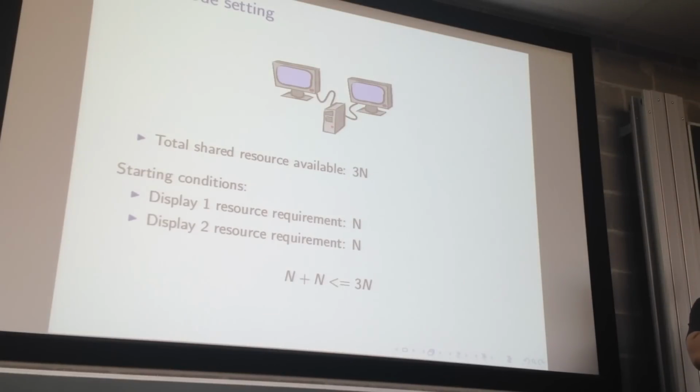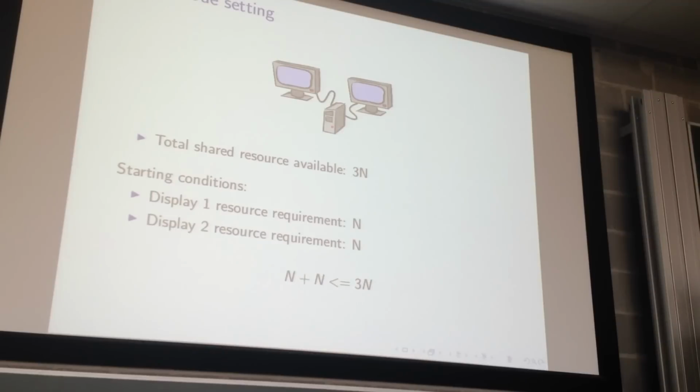Right. Okay, so let's look at the mode setting. What's the problem with mode setting in general using the current setcrtc tool? So let's say we have a system here with two displays on a single graphics card, and let's say we have some kind of shared resource there with 3 N units available in total, and we start out with a small display mode on each display, and so both require N units of this resource now, and we'll check the constraint, it's fine.